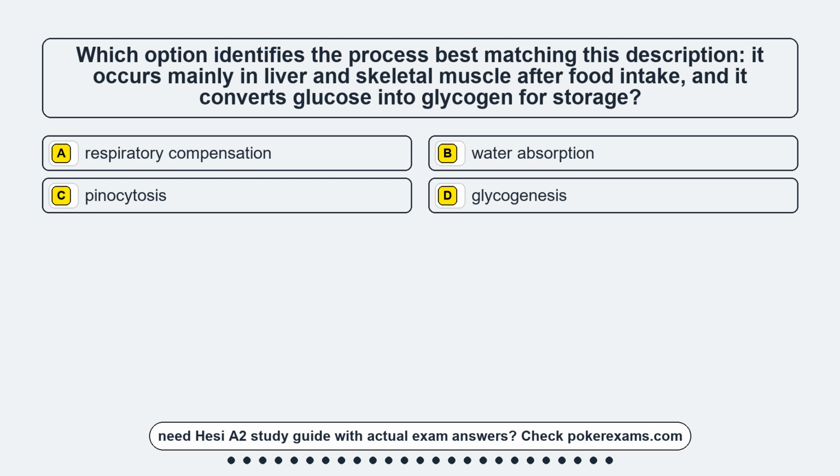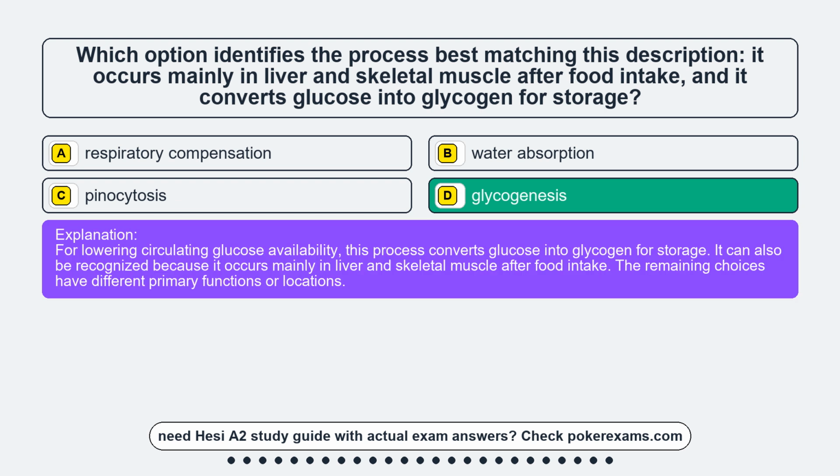Question 6. Which option identifies the process best matching this description? It occurs mainly in liver and skeletal muscle after food intake, and it converts glucose into glycogen for storage. Option A, respiratory compensation. Option B, water absorption. Option C, pinocytosis. Option D, glycogenesis. The correct answer is option D, glycogenesis. For lowering circulating glucose availability, this process converts glucose into glycogen for storage. It can also be recognized because it occurs mainly in liver and skeletal muscle after food intake. The remaining choices have different primary functions or locations.